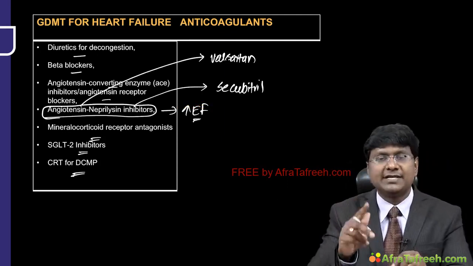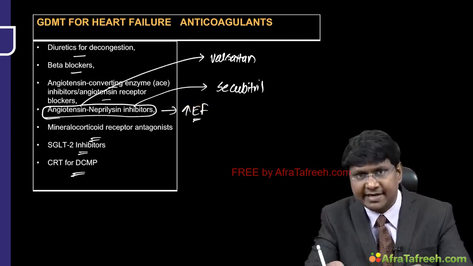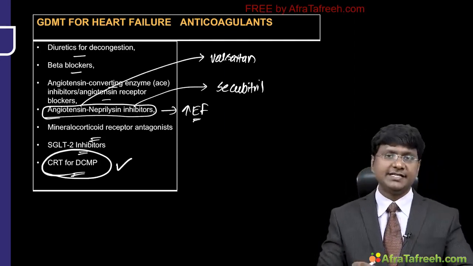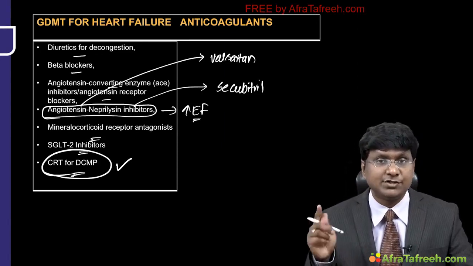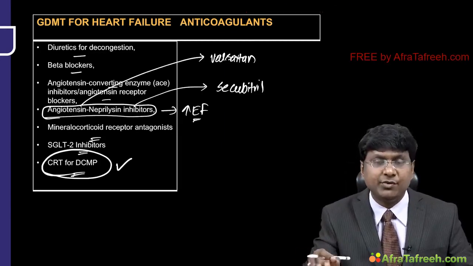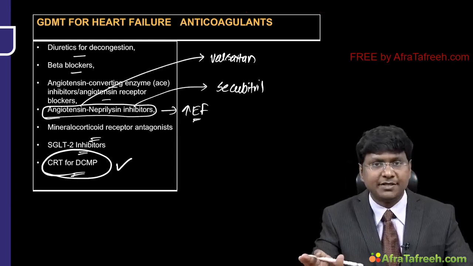And if the individual has dilated cardiomyopathy causing secondary MR, the intervention that can be done is CRT, cardiac resynchronization therapy, if there is dyssynchrony, which is manifested in the ECG with wide QRS complexes. Then you need to do CRT for dilated cardiomyopathy.